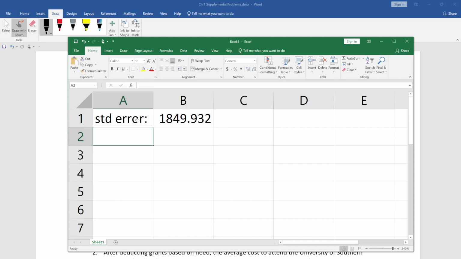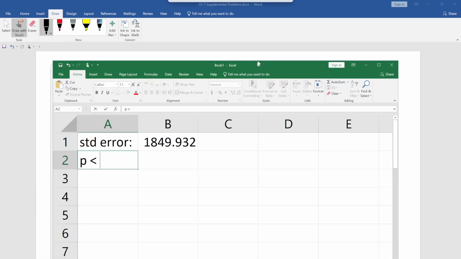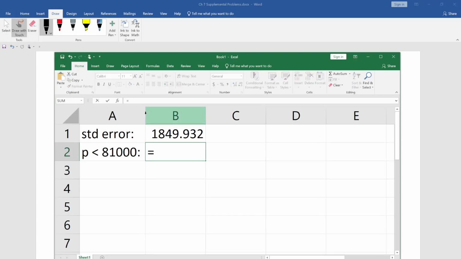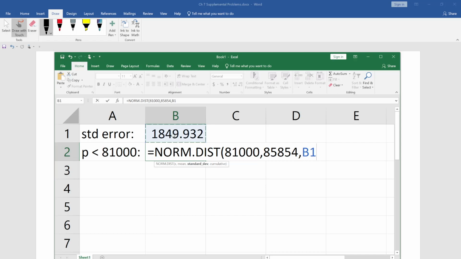Now we're looking for the probability of everything less than 81,000. So I'm going to put that here. And the fastest way to do this is to use the norm.dist function. So I'm going to put in equals norm.dist, open parentheses. First, I'm going to put in that sample mean that we're trying to find the probability for. So 81,000. Then we're going to put in the population mean, which was 85,854. Then we're going to put in the standard error, which is this number here. You can just click on it so that no rounding is taking place, and then comma true.